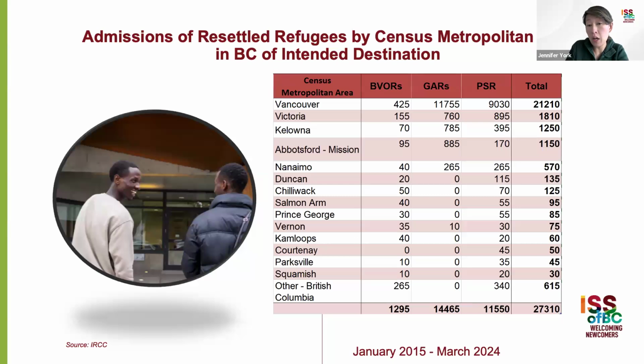You'll also notice that there are other communities that have privately sponsored refugees. And so they are beyond the places where government-assisted refugees are destined, and as well as blended visa office referrals. And that gives you a sense of how many government-assisted refugees have come to, how many resettled refugees have come to BC during this period of time.